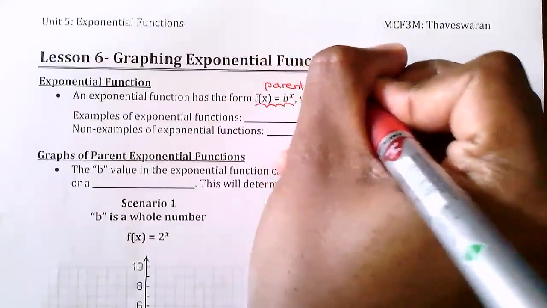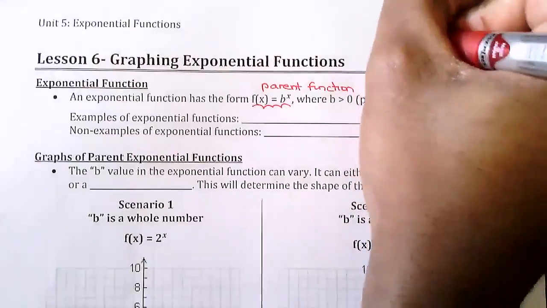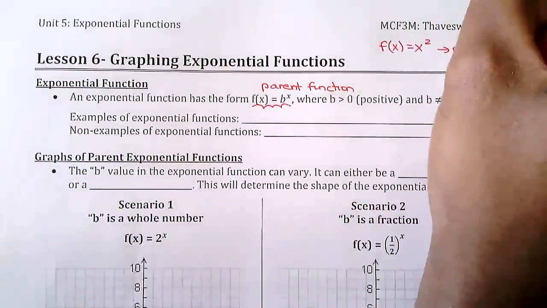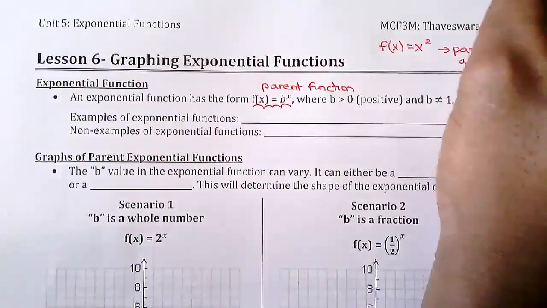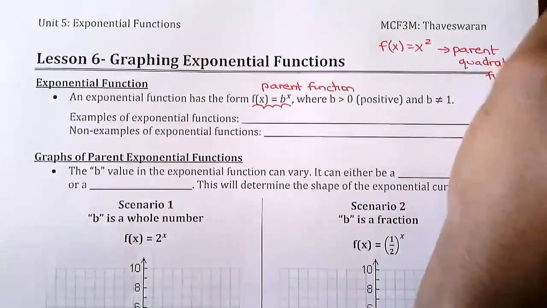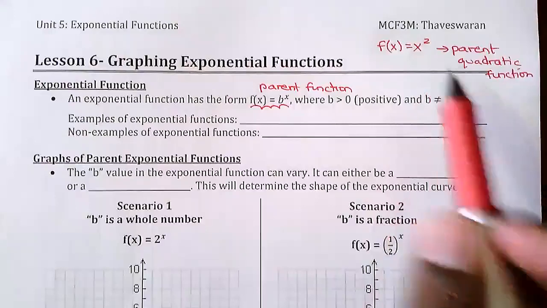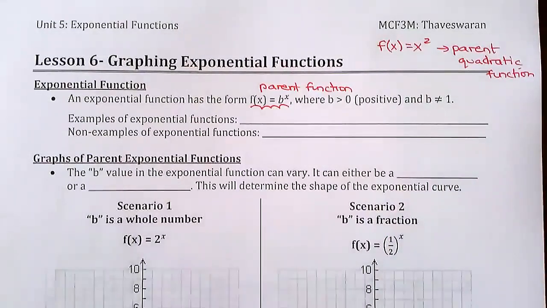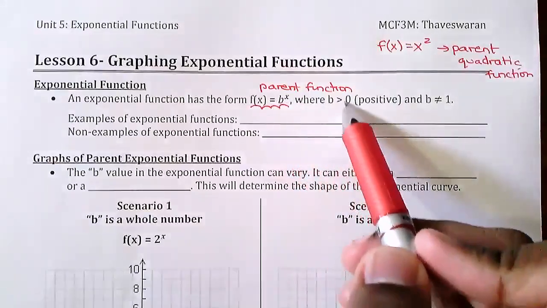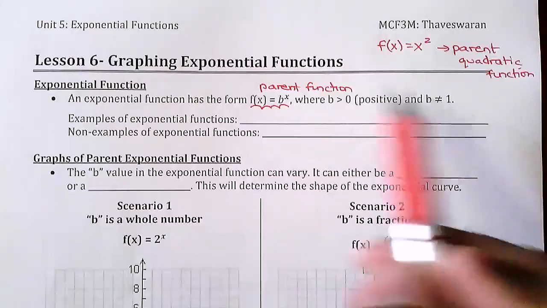So we've seen the word parent function before. We saw that f of x is equal to x squared is the parent quadratic function. So remember, the parent quadratic function was the simplest quadratic function, and then we can apply transformations to it. Similarly, f of x is equal to b to the power of x, where b is greater than 0, so it's a positive number, and b cannot equal 1. So those are the constraints.